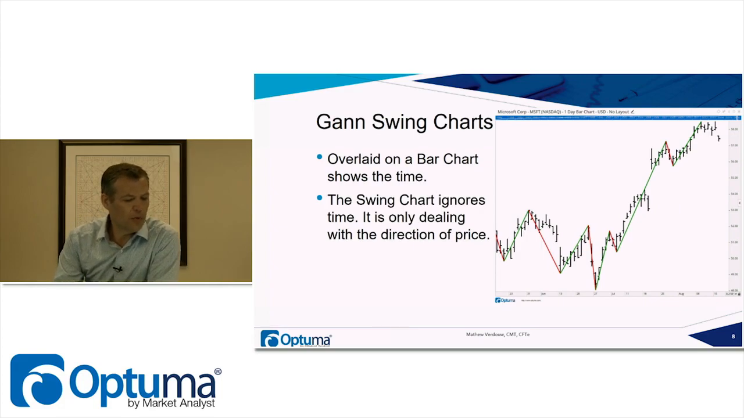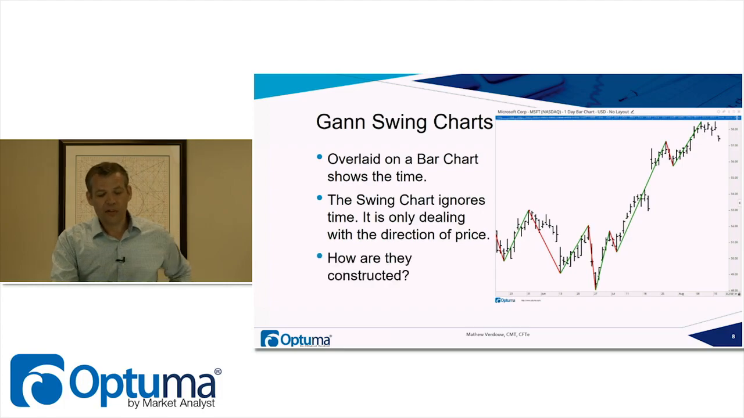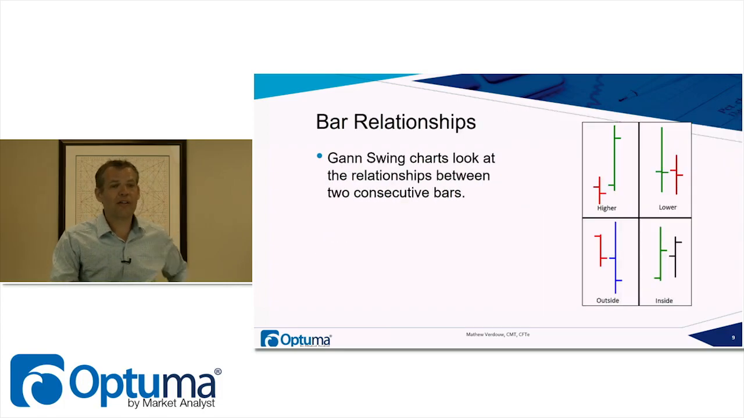The swing chart ignores time. It's only dealing with the direction of price. Is it going up or is it going down? And that's it. So let's have a look at how they are constructed. Now, in Optima, if you're using the software, we have a color scheme. If you click on the bars, there's a color scheme called Swing Relations. You can use that, and it'll color the bars using this paradigm.